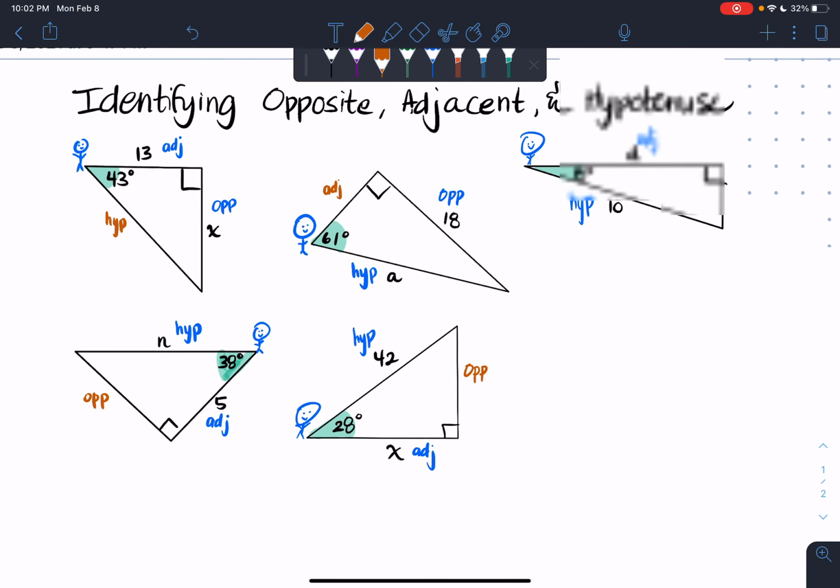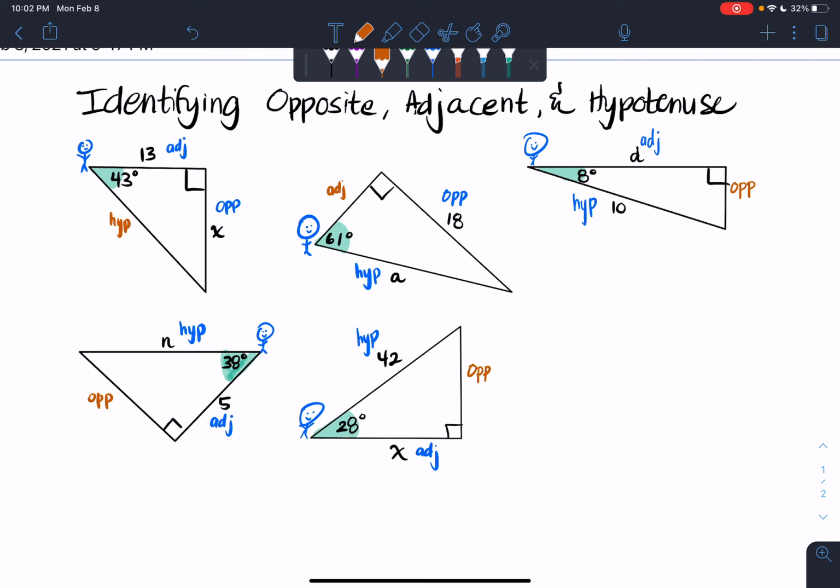So this was just a really quick review of identifying opposite, adjacent, and hypotenuse. Hopefully you found this to be helpful.